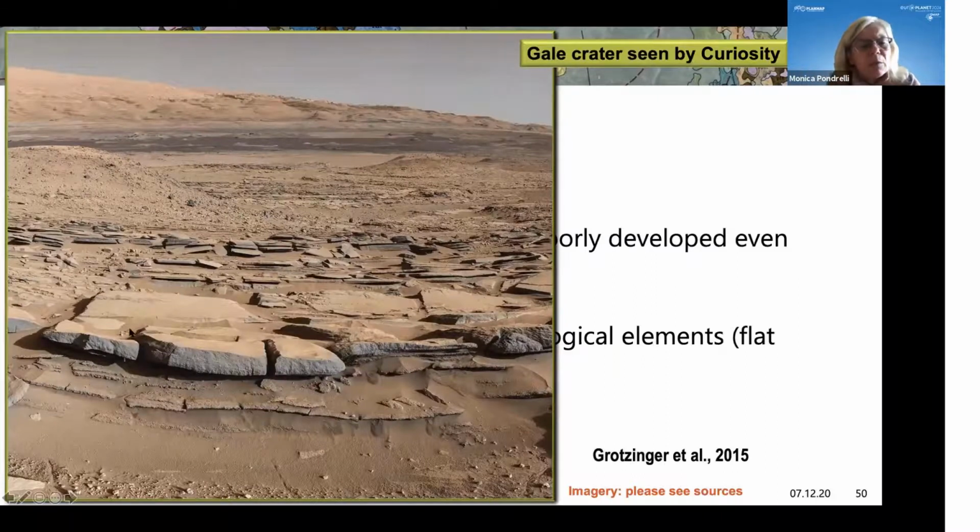This, by the way, is an example. We are again in Gale crater, and this is the flat base of the lacustrine system there. And here you can see the prograding inclined forms, the offlap geometry, in Mount Sharp here.